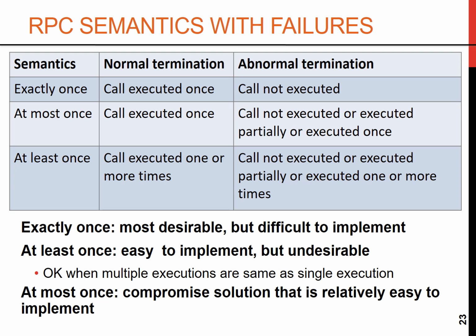Finally, we have at least once middleware. This approach ensures the message reaches its destination by repeatedly sending the request until a reply is received. However, if a reply is eventually received, it's uncertain whether the call is executed once or if it has been executed multiple times. The receiving machine may have executed the request several times, especially if it processes each repeated request.